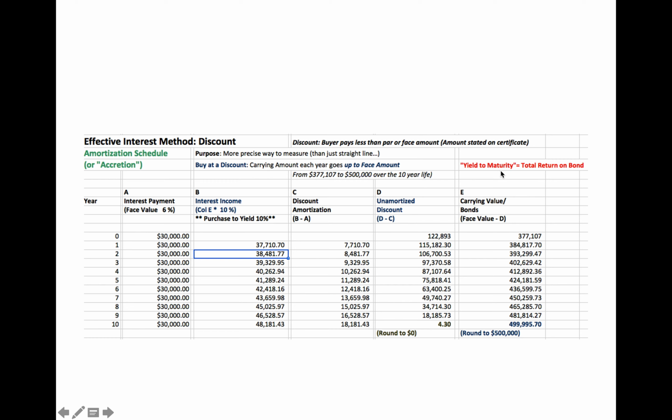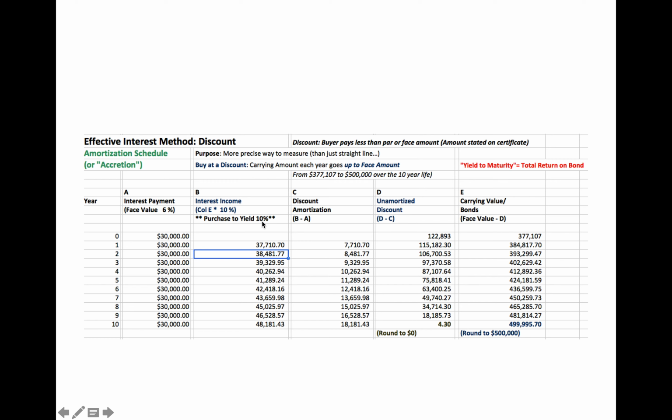Another thing you need to know is that yield to maturity is a term that means the total return on the bond, which is two things: the interest payments, which you see in column A, plus or minus a discount or a premium. We'll see more of that in a minute. So it's a 6% bond. 6% times $500,000 is $30,000. The interest payment will be $30,000 every year, and it doesn't change.